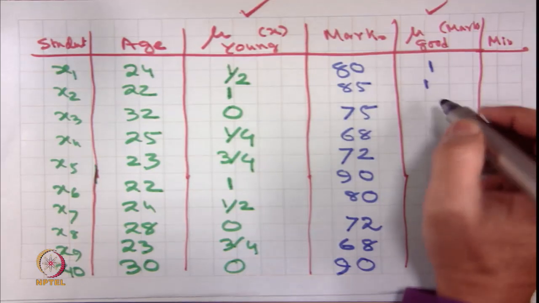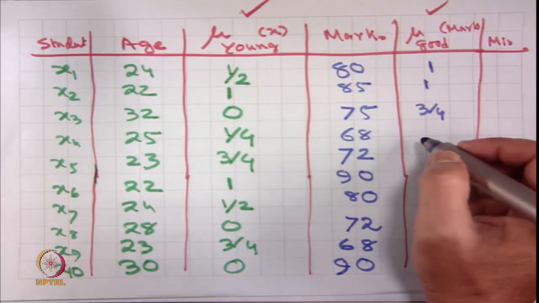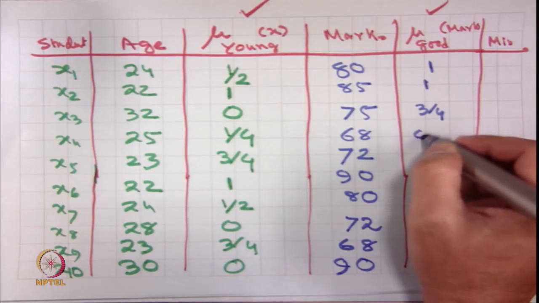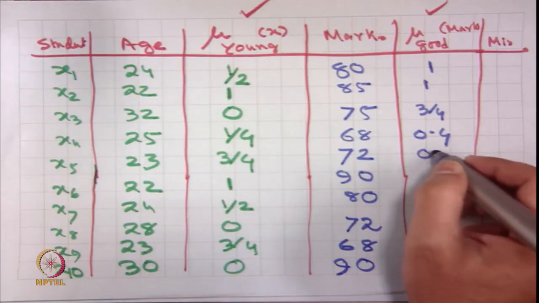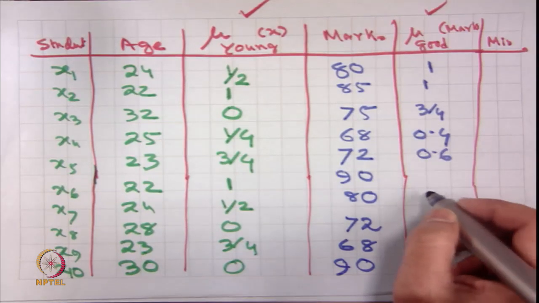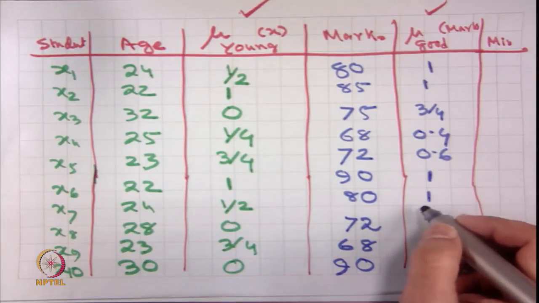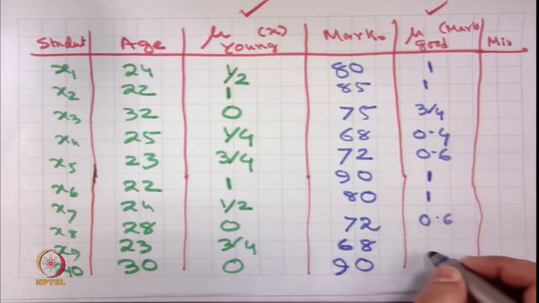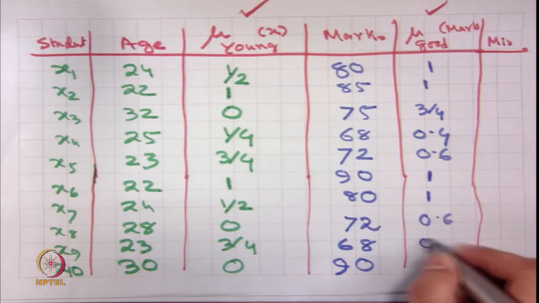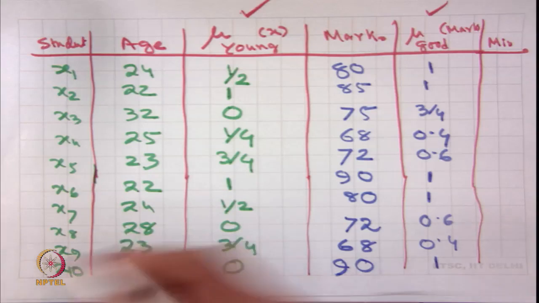Similarly, for good performance, membership of 80 is 1, membership of 85 is 1, membership of 75 is 3 by 4, membership of 68 is 0.4, membership of 72 is 0.6, membership of 90 is 1, membership of 80 is again 1, membership of 72 is 0.6, membership of 68 is 0.4, and membership of 90 is 1.